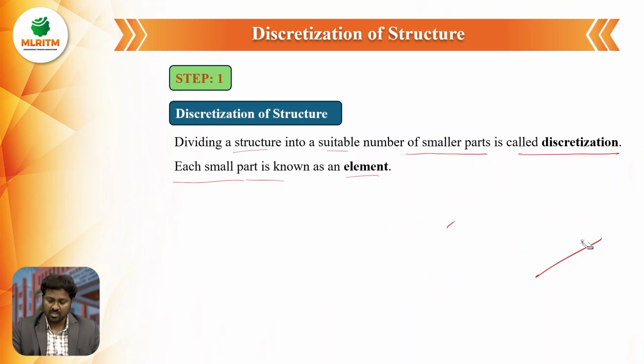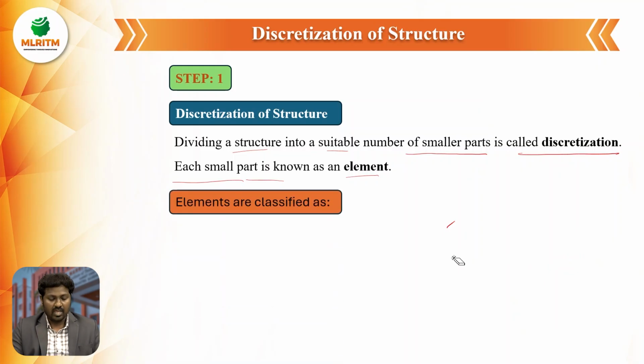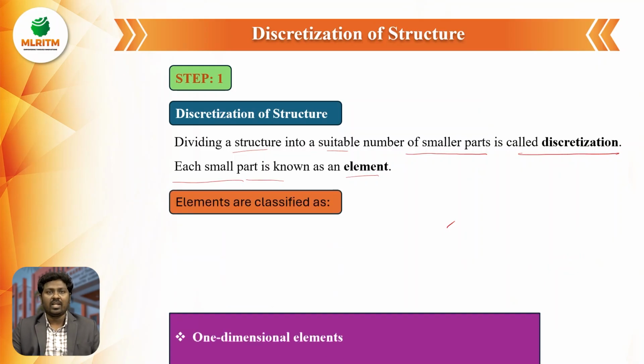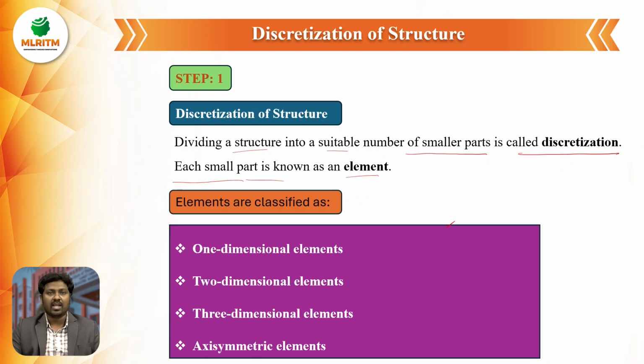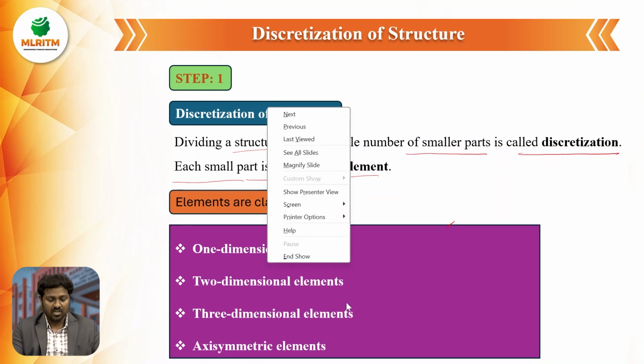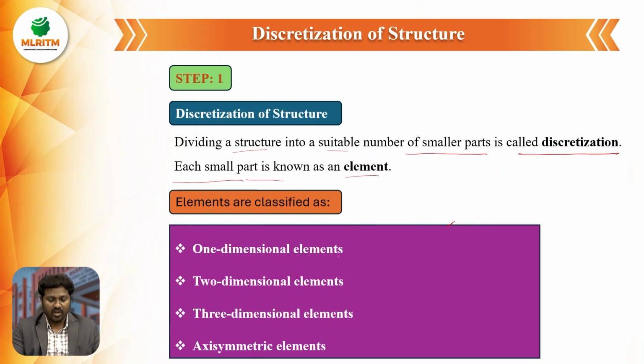So next one is elements. Based on the dimensions, elements can be classified into 4 types: one-dimensional element, two-dimensional element, three-dimensional element, and axisymmetric element. Based on dimensions we have 3 only, and the other one is the axisymmetric element.